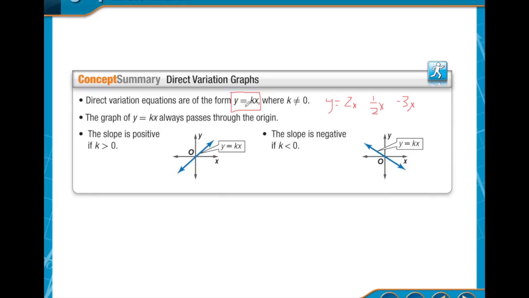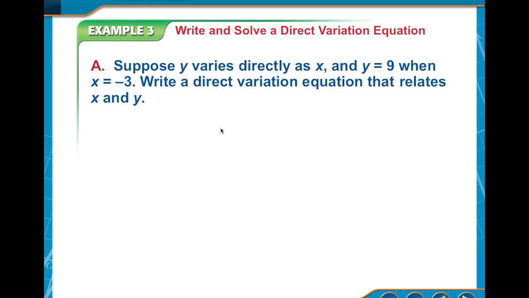So direct variation, anything that looks like this, always passes through the origin. We've established that. The slope is positive if k is a positive number, and negative if k is a negative number. If the number in front of x is negative, it's going to go up to the left. If the number in front of x is positive, it's going to go up to the right. So we've talked about those things, so that shouldn't be too bad. Now we can solve a couple of algebra problems using this property to help us.